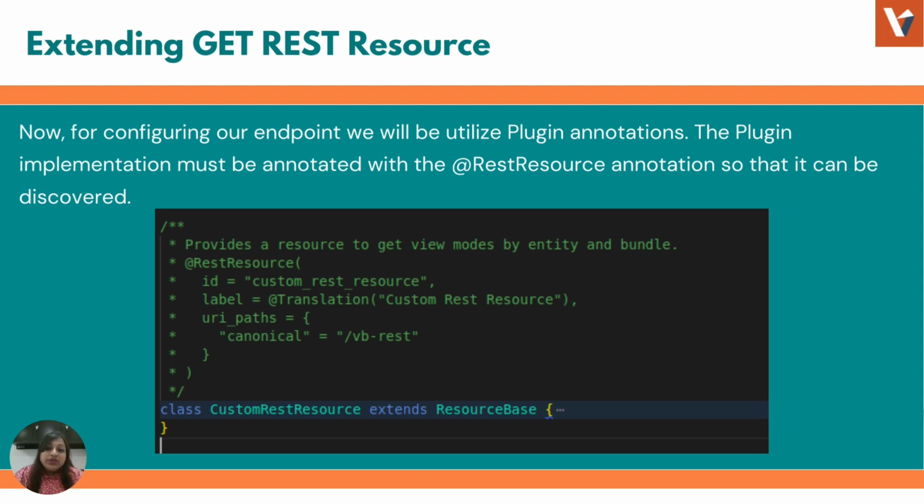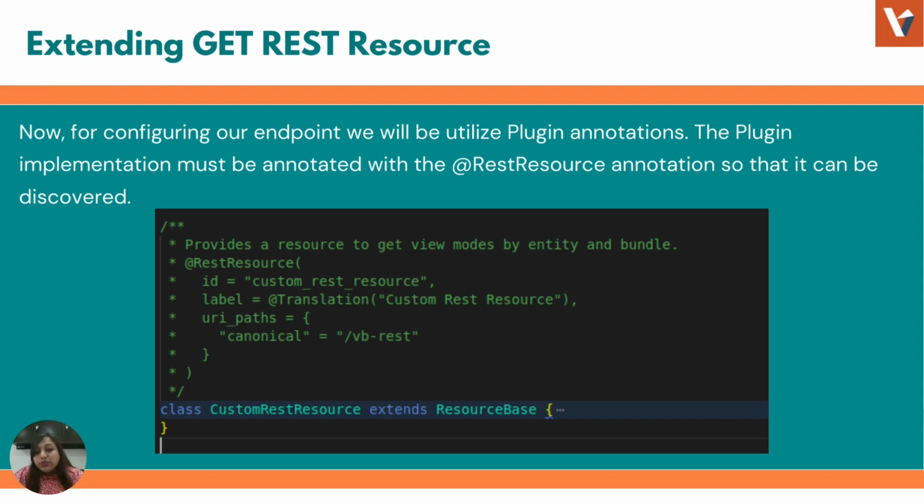So I can say, like, REST resource I have added, ID I have added custom REST resource, label I have added with translation, I have added URI path and the canonical. This word canonical will be used for get method, put method and delete method. For post method we use create word.